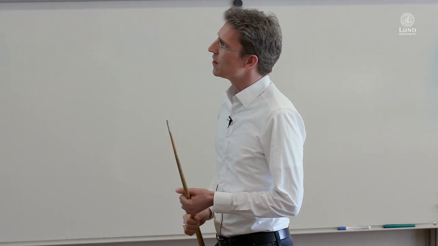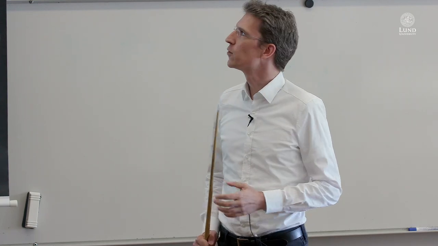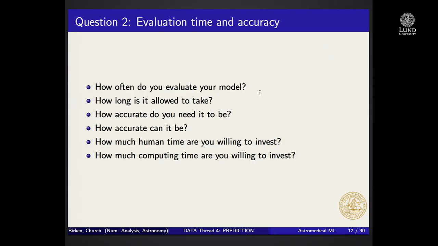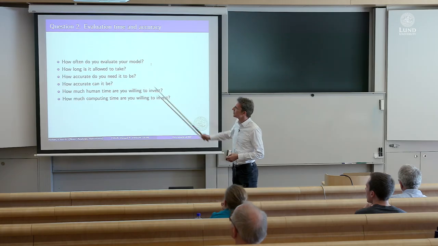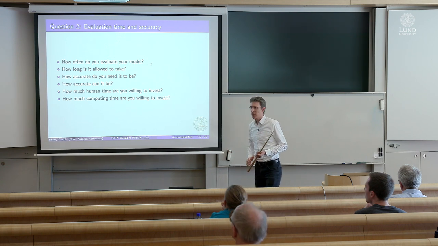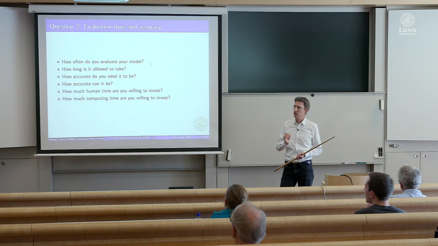The other question is, what do you want from your model, performance-wise? The first question is, how often are you going to evaluate? Only once? 10,000 times a day? How long is it allowed to take? Is it okay to wait a month for the evaluation of your model? Or do you want to do it in a second, or in real time even? Maybe even additionally allowing time to send a query to a server from your mobile phone and then get it back. How accurate do you need it to be? How accurate can it be? What's the best possible thing you can do given the uncertainties in your data?